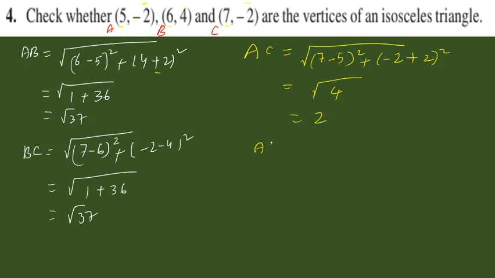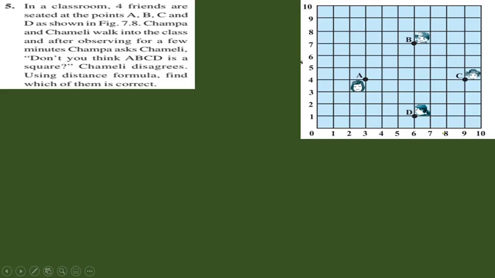Now I can say AB equals BC. So two sides are equal in a triangle. That means triangle ABC is an isosceles triangle. What about the next one? It's a very simple question.